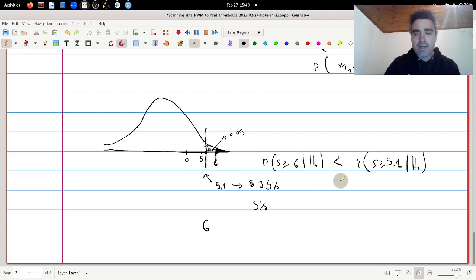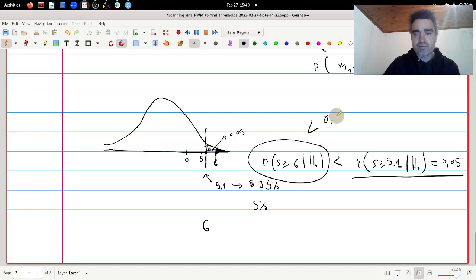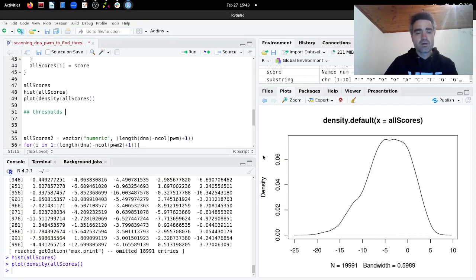Okay. However, this is 0.05. By construction here, we said that all this is 0.05, which means that this number here is smaller than 0.05, which means that if we get a value that is higher than this threshold, we will reject the null hypothesis. I hope this is clear. Now let's find this threshold. It's pretty easy actually.